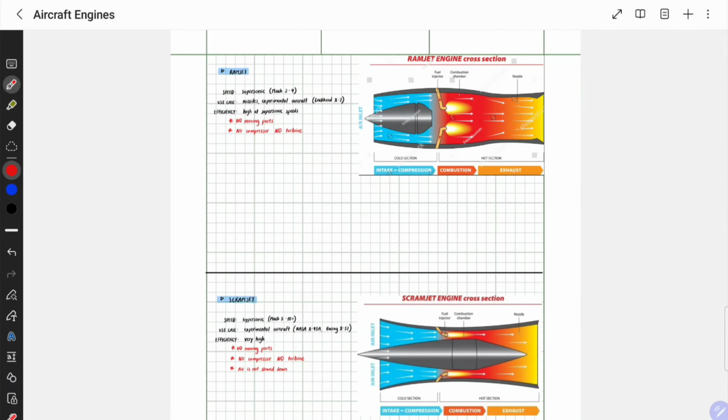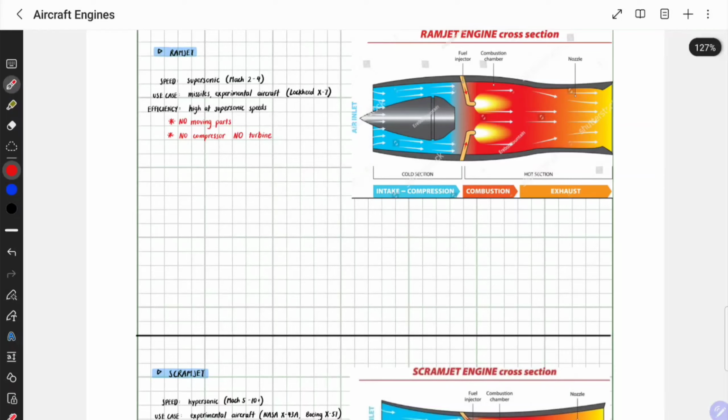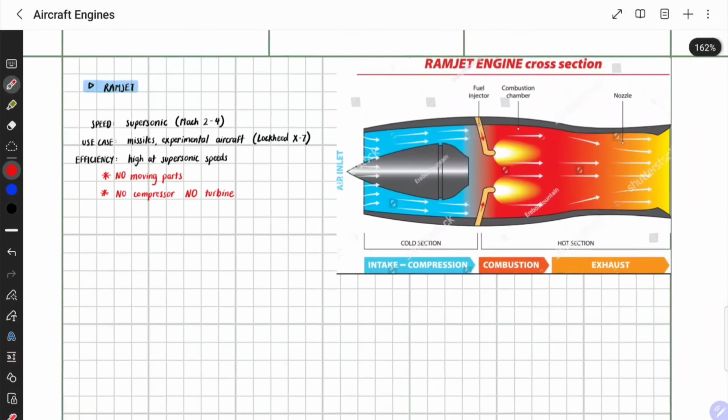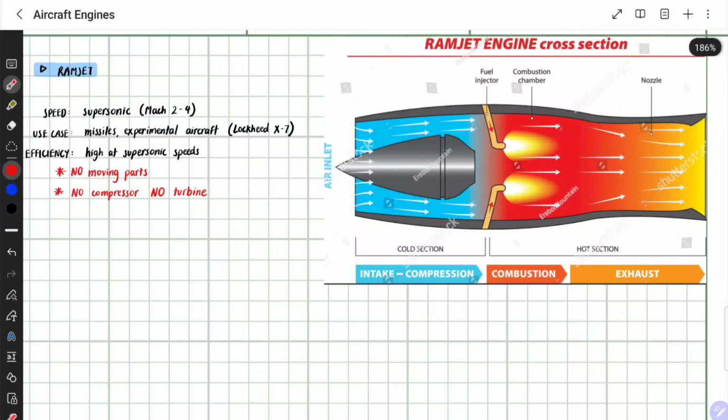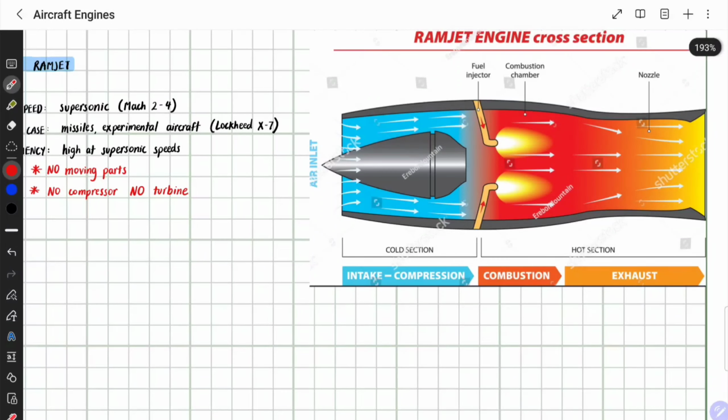Next, we're getting into highly specialized aircraft traveling at higher Mach numbers, and the first is the ramjet. So just to recap, the turbojet and turbofan needed moving parts in the compressor, which was powered by a turbine to compress the air before combustion. But once we're looking at speeds past like Mach 2, the air speed is high enough where we don't need any moving parts in the engine itself.